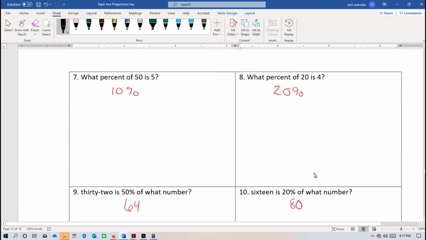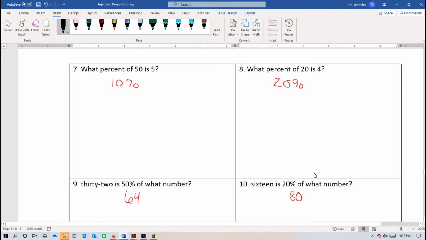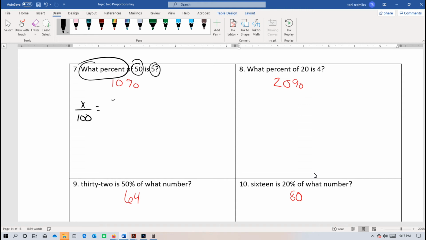Let's look at 7 through 12. All right, so I'm missing my percent again. So it's going to be x over 100. What percent of 50 is 5? Okay, what percent of this total is this part? So my second ratio is going to be 5 over 50.